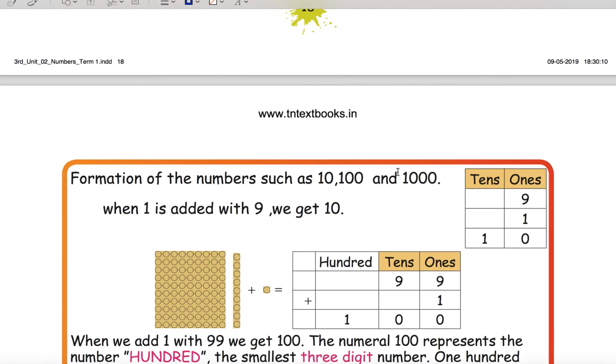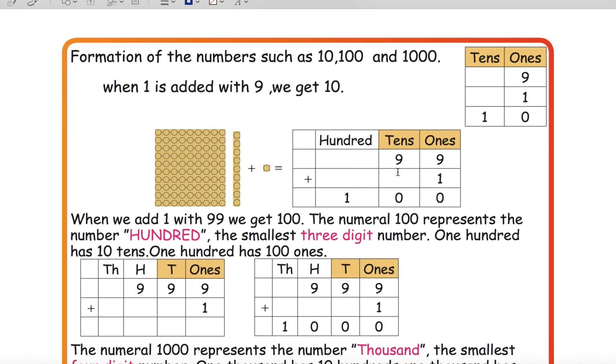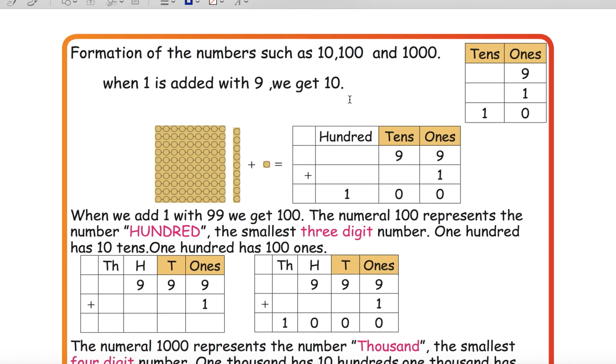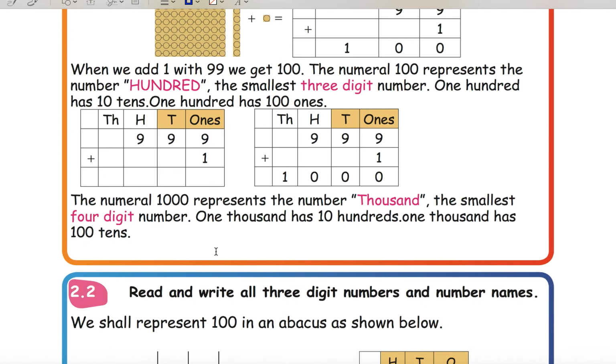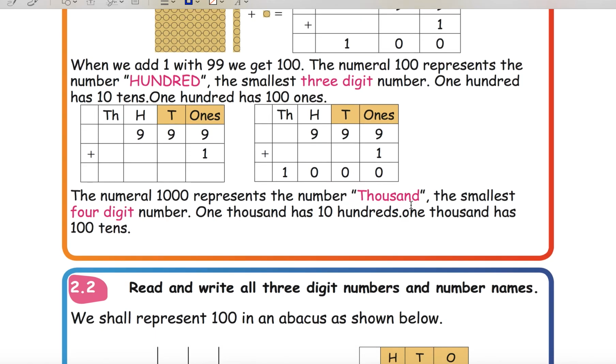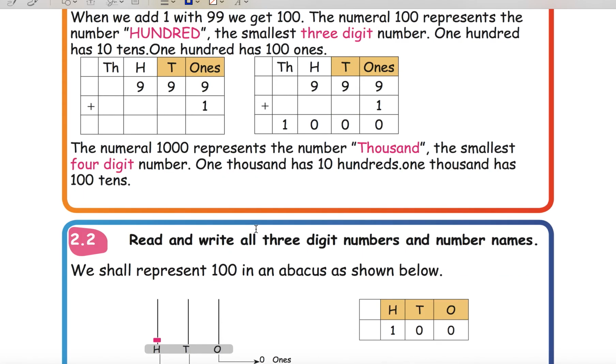Formation of the numbers such as 10, 100 and 1000. When 1 is added with 9, we get 10. So 99 plus 1 is 100. 9 plus 1 is 10. Okay. 999 plus 1 is 1000. The numeral 1000 represents the smallest 4 digit number. 1000 has 10 hundreds, 10,000 has 100 tens.